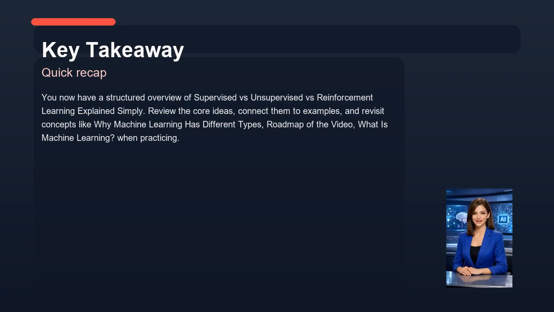To wrap up, here is the key takeaway. You now have a structured overview of supervised versus unsupervised versus reinforcement learning explained simply. Review the core ideas, connect them to examples, and revisit concepts like why machine learning has different types. Roadmap of the video: what is machine learning? When practicing, if you can explain the idea in your own words, you have really understood it.